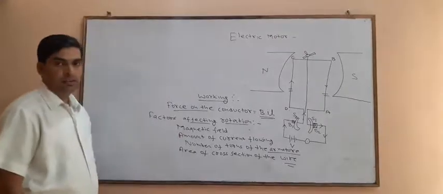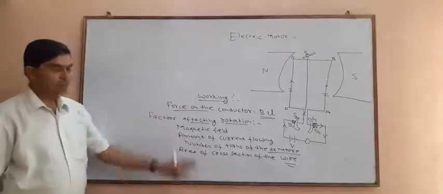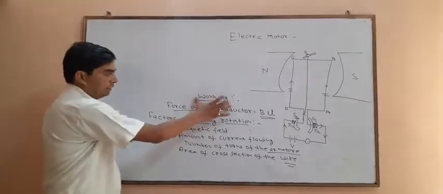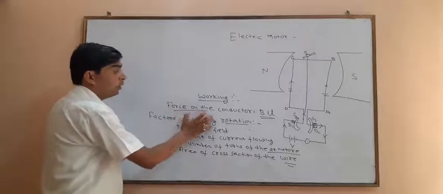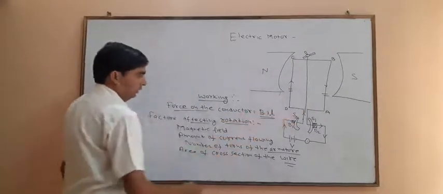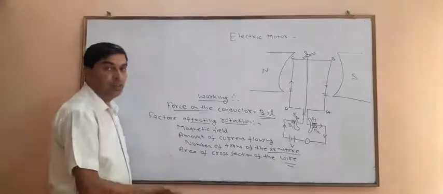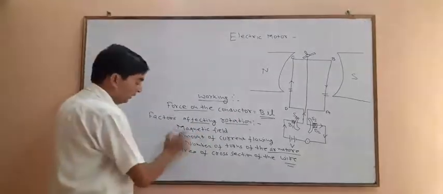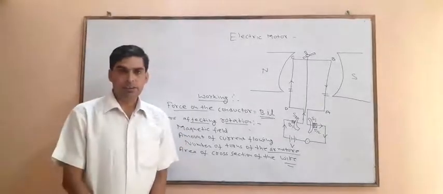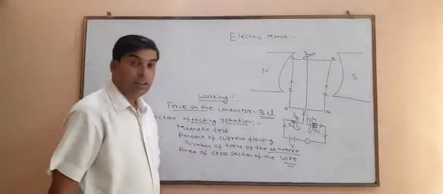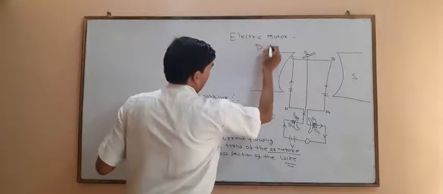Please pause the video, write it down, or take a screenshot of this. Things are well arranged here. We are discussing what the factors are. Before that, we discussed the construction. Here we discussed the amount of force on that conductor, and last, the factors affecting the nature of rotation, how fast or how slowly it will rotate, which is governed by these four factors. Here we have discussed the DC motor.